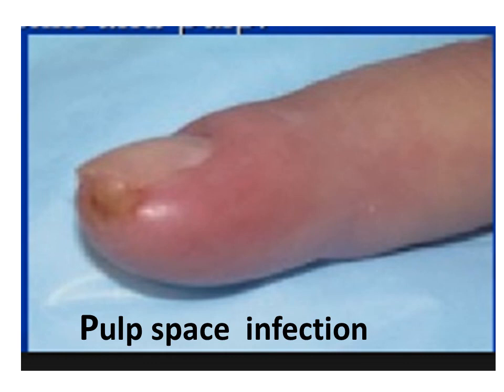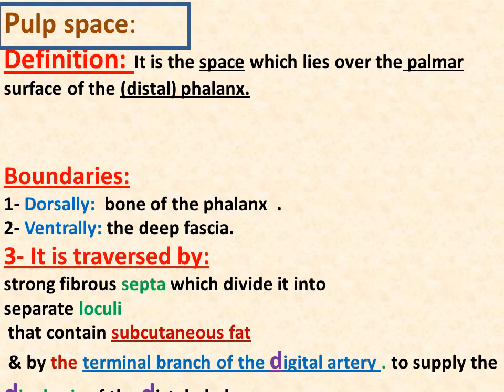The most important fascial space is the pulp space infection. It gives this clinical presentation: the distal phalanx of the finger, in front of it we see a red, hot, tender, swollen finger, and there is pus projecting from here. This is an abscess, an infected pulp space.